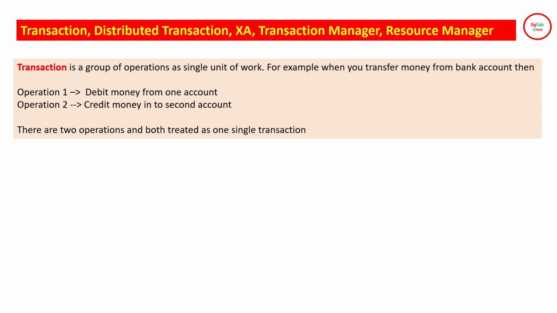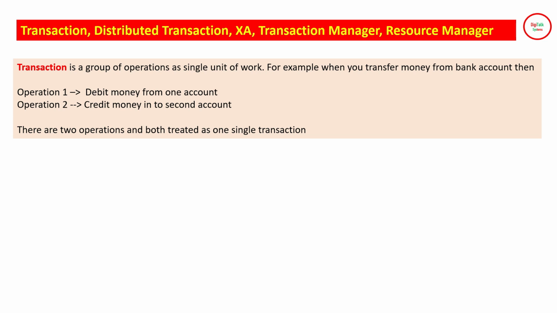For example, when you transfer money from a bank account, then there are two operations. One is to debit money from one account. That means it has to be debited from your account, and then credit money to the second account. Okay, where exactly you are going to credit the money. So now these two operations are treated as one single transaction. So it looks like a single transaction, but what we are doing is debiting the money from one account and then crediting the money to the second account, right?